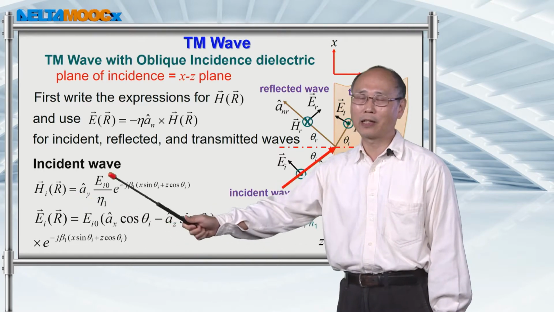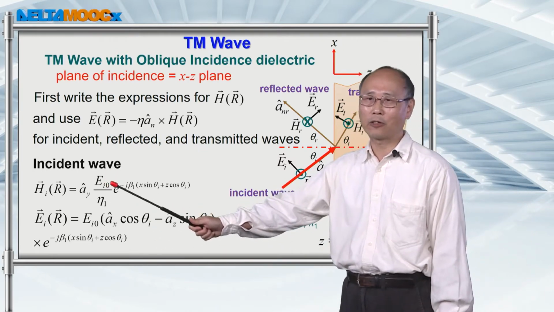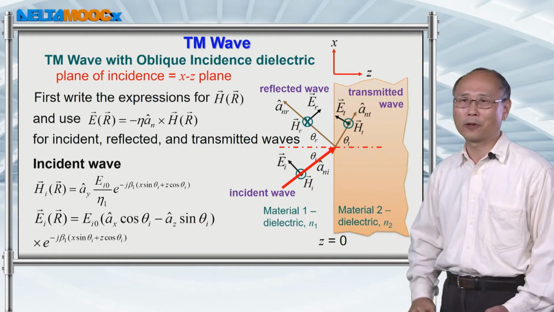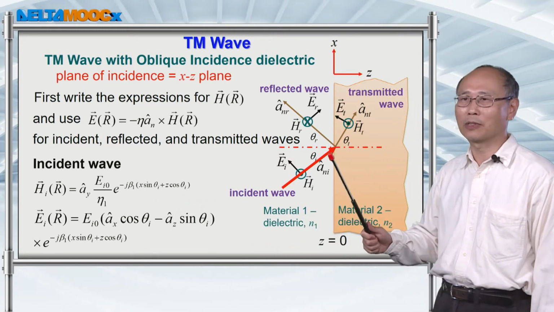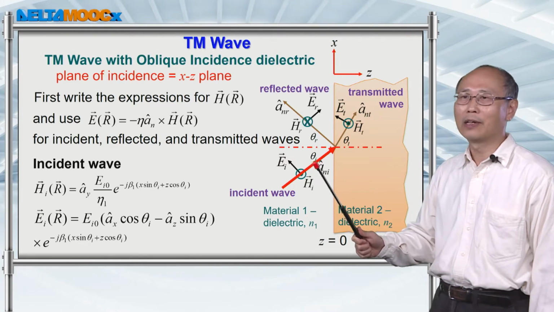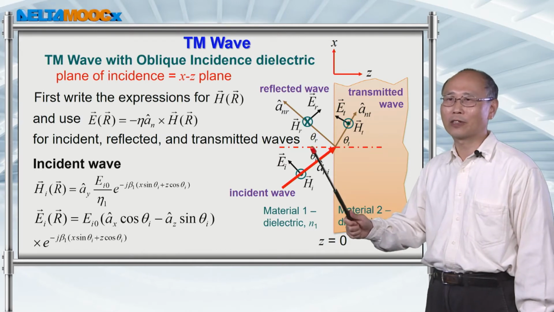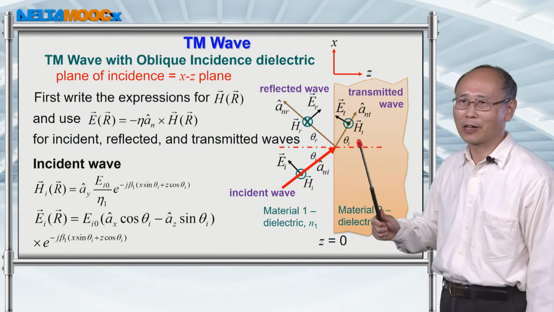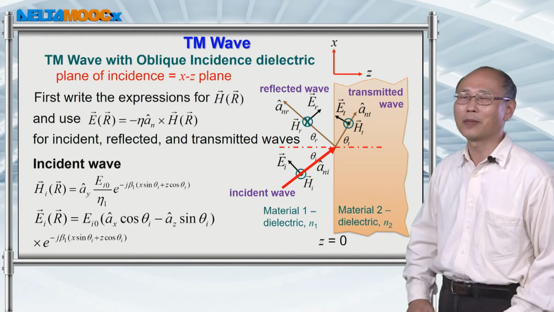So first write down the magnetic field for this incident wave, and it's polarized along y direction. And its amplitude is the incident electric field divided by the intrinsic wave impedance in the first material. And the propagation has an angle with respect to the surface normal direction, and I denote it as theta I here. And the reflected wave will have an angle theta r from this surface normal direction. For the transmitted wave, the angle from this surface normal direction is theta t.